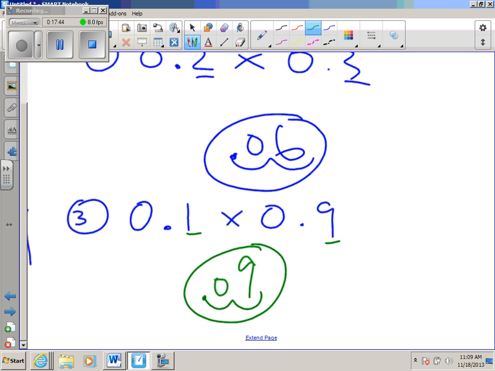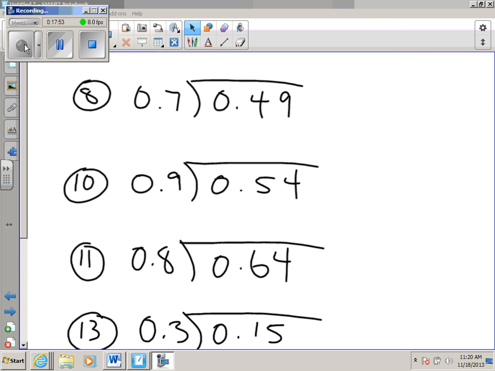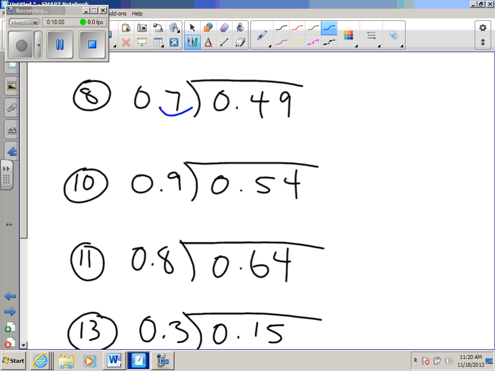Right now, do the rest of the multiplication problems on this page. Just the multiplication. Skip over the division for now. So number 8, we set them up as such. 1 place on the outside, 1 on the inside. Should be 0.7.